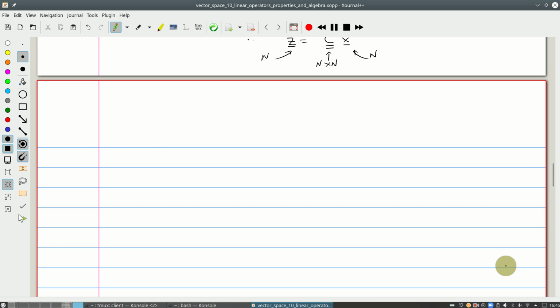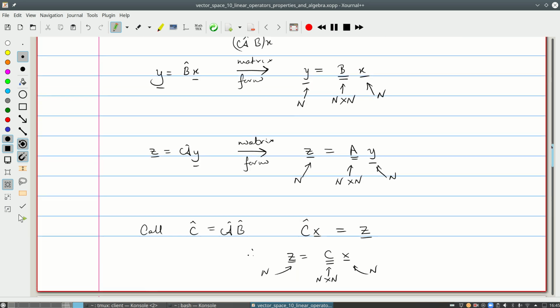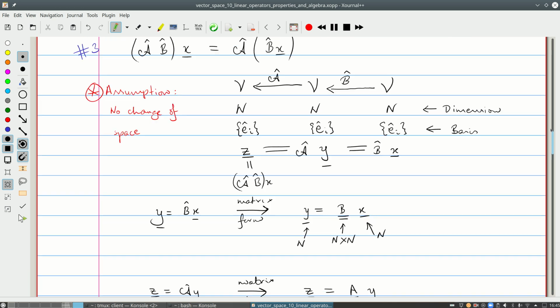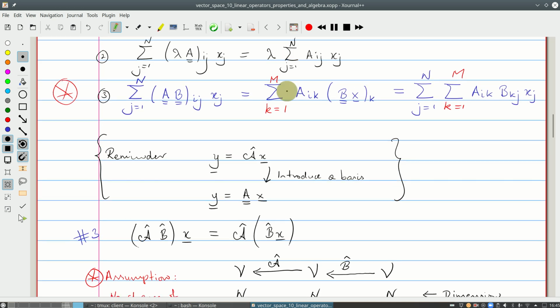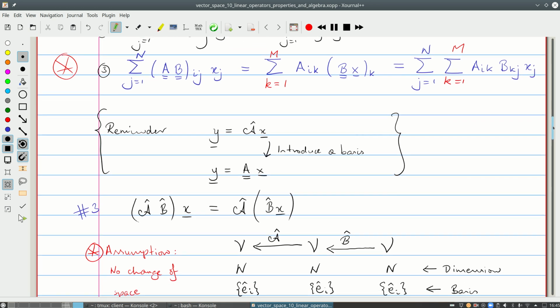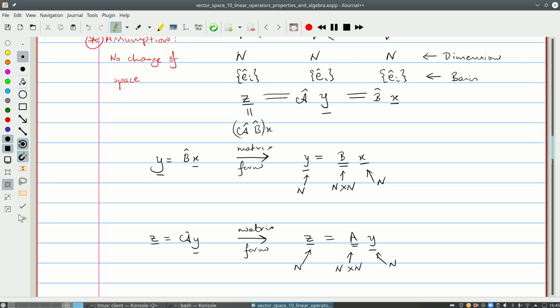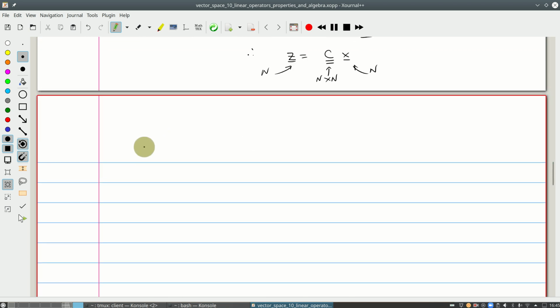Okay, so let's get back to what we were trying to do. We've just worked out that the dimensions of all these matrices are n by n. These are all square matrices. So now we want to prove this relation, number 3, for the special case when the dimensions of the spaces are not changing, the spaces are the same. For that we need our basic relations. The basic relations tell us how these operators A, B, and C change the basis vectors of the space.